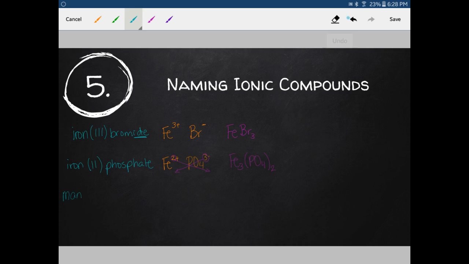Actually, let's use a different example. I'm going to say calcium oxide.